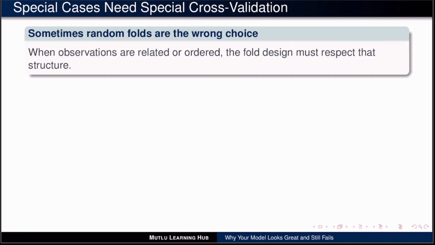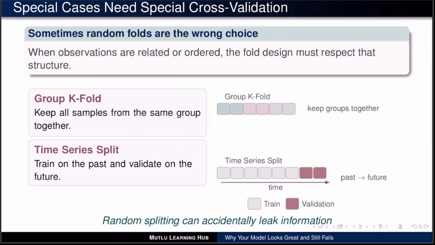There are also situations where random folds are just the wrong choice. If observations are related to each other or if the data has a time order, then the fold design has to respect that structure. For example, in group k-fold, all samples from the same group stay together. You do not want some of that group in training and some in validation, if that would leak information. And for time series, the rule is even more important. Train on the past, validate on the future. So in these settings, random splitting can accidentally give you overly optimistic results.